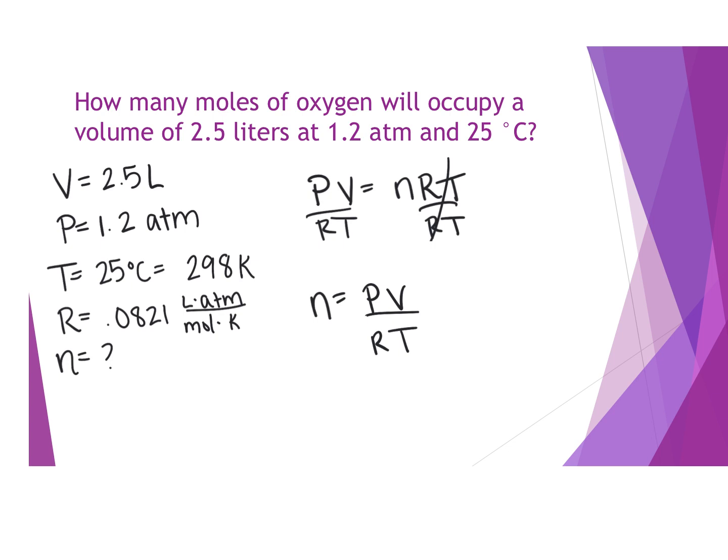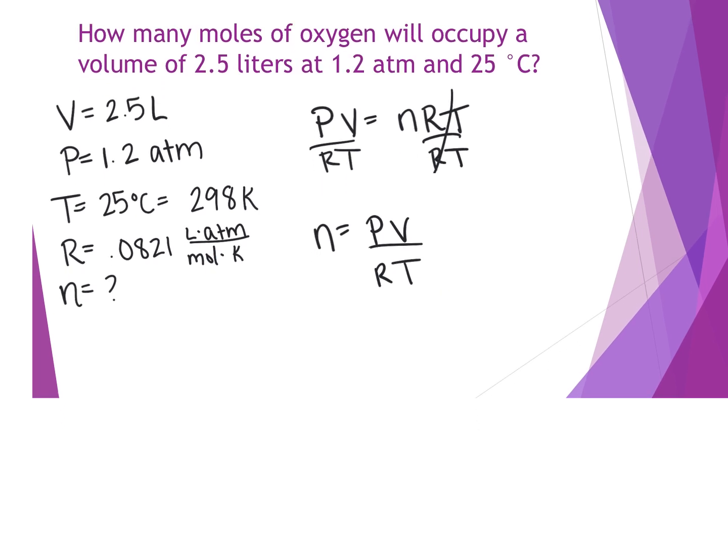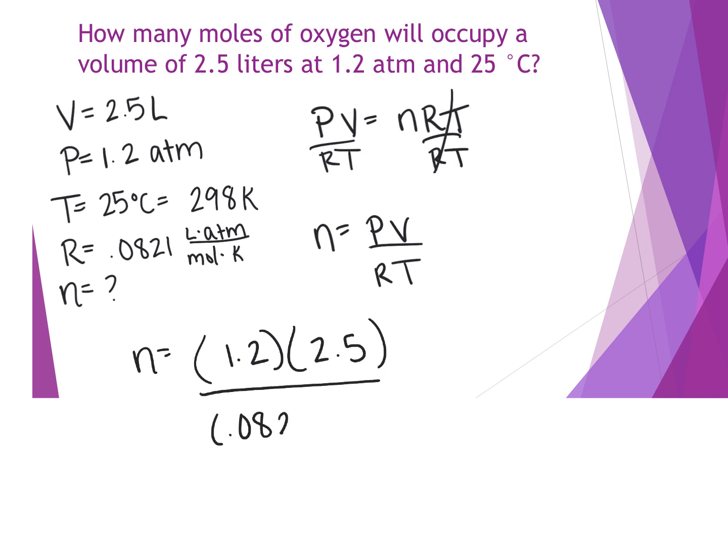Last thing, double check your units before you plug them in. They always have to match R. So are you in liters? Are you in atmospheres? Are you going to be in moles? And are you in Kelvin? If you say yes to all of that, then you don't have to include units over here. So now we can just plug it in. Pressure is 1.2. Volume is 2.5. R is 0.0821. And T is 298.